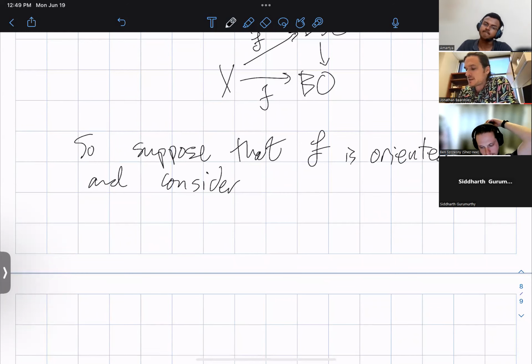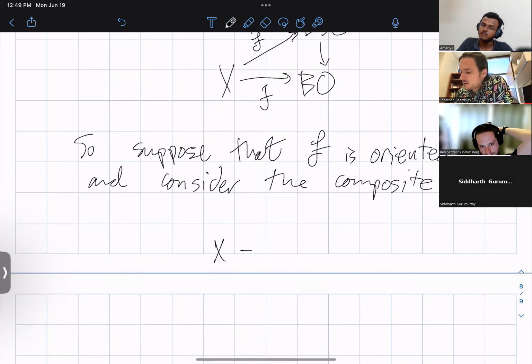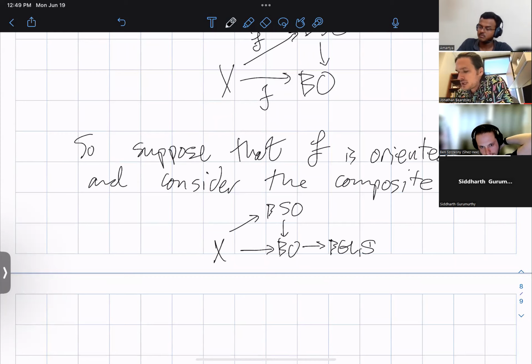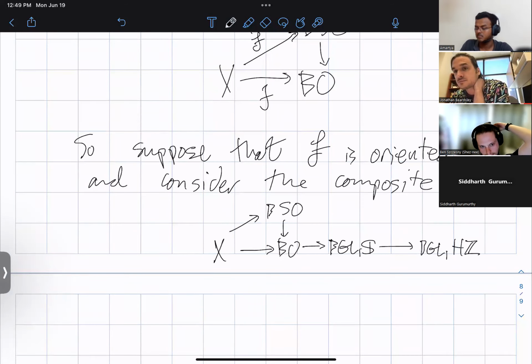And then we want to consider this composite: X to BO, factoring through BSO, to BGL1 S. And from BGL1 S, you can further go to BGL1 of HZ.